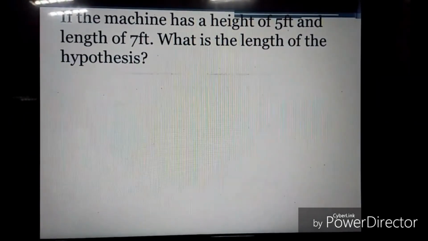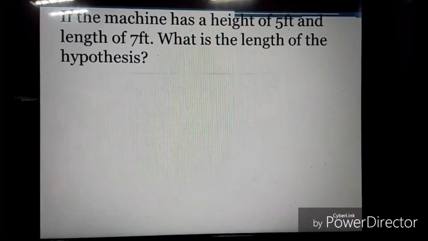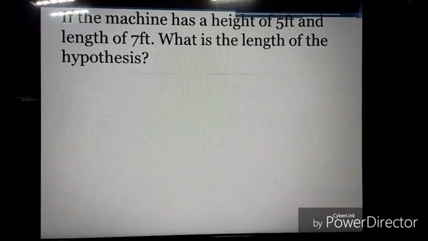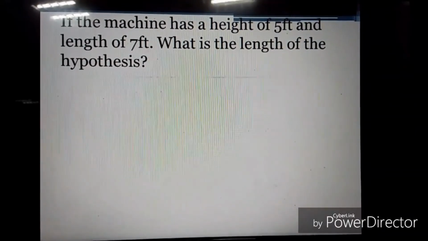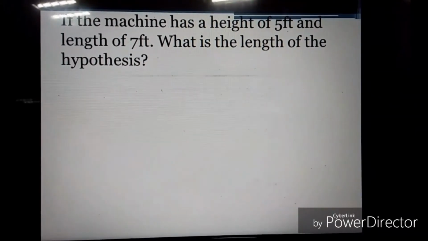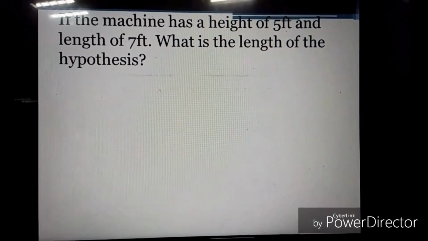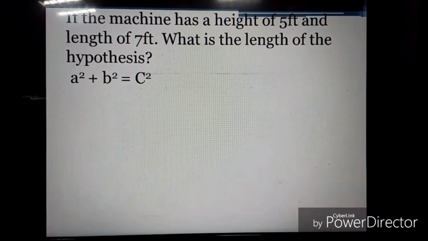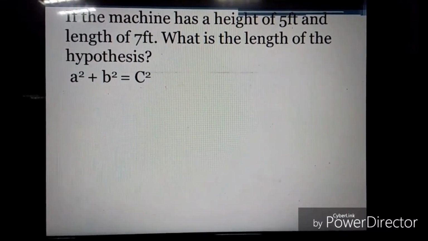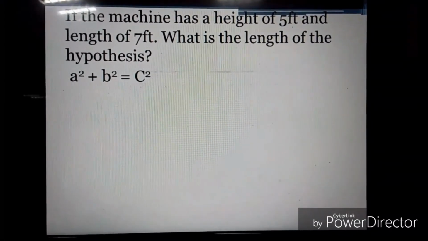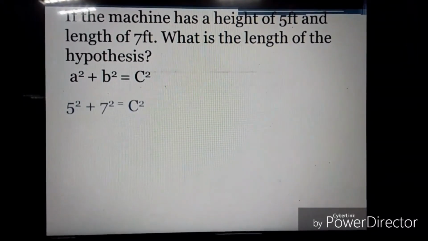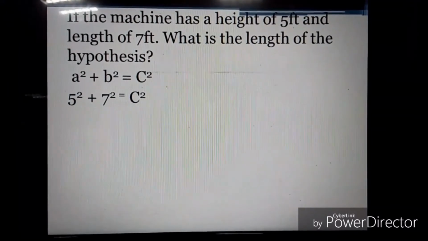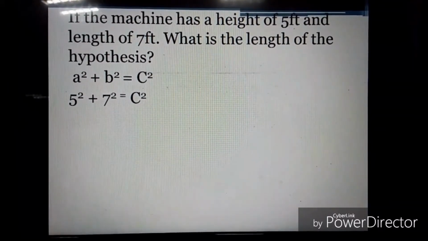Here is our problem. If the machine has a height of 5 feet and a length of 7 feet, what is the length of the hypotenuse? In order to solve this problem, we will use the Pythagorean theorem, which has the formula a squared plus b squared is equal to c squared. So first, we will get the square of the two measurements. 5 squared plus 7 squared is equal to c squared.